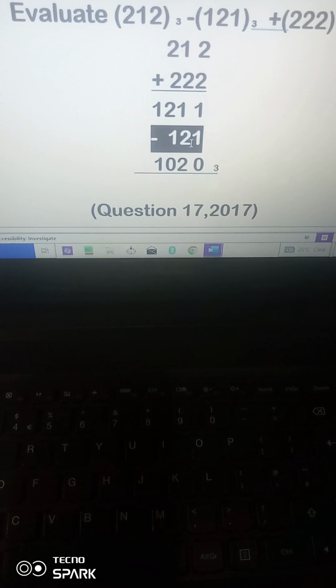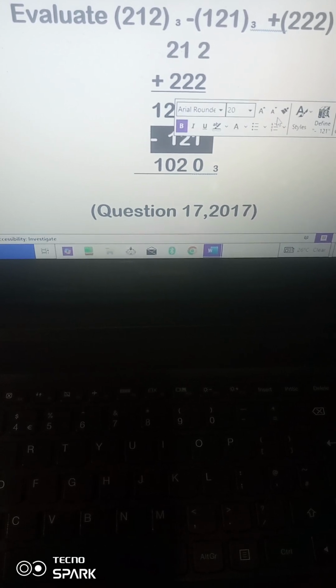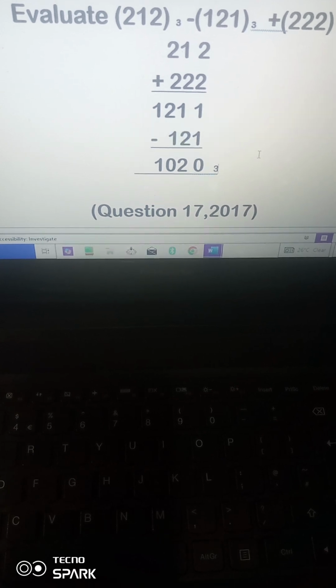If you want to copy, I give you just 2 seconds to copy it. Is 2 seconds okay for you to copy it? Have you done copying? Okay, let's move to the next question.